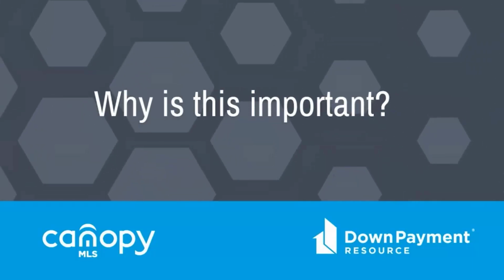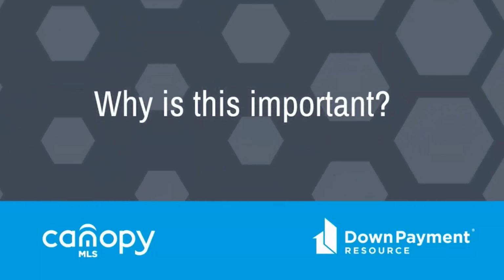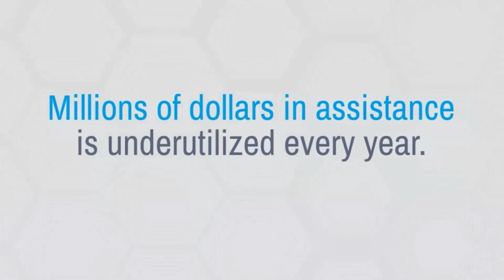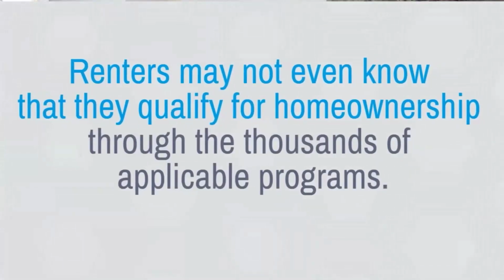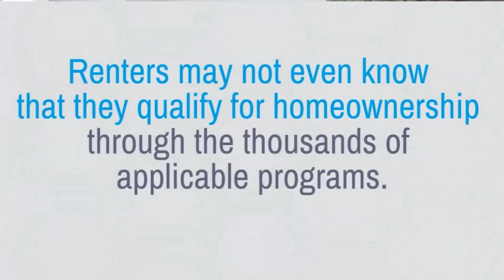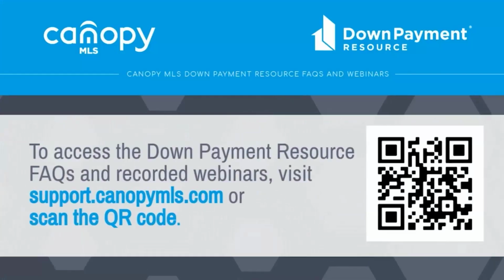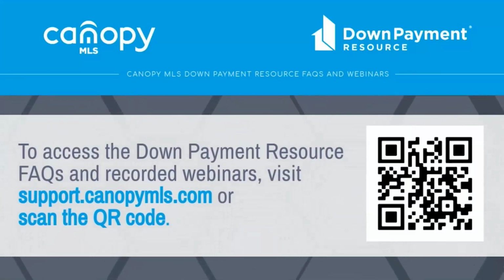Why is this important? We know that millions of dollars in assistance is underutilized every year just in the Charlotte region alone, meaning renters may not even know that they qualify for home ownership through the thousands of applicable programs. We look forward to integrating this information so it's available at your fingertips.